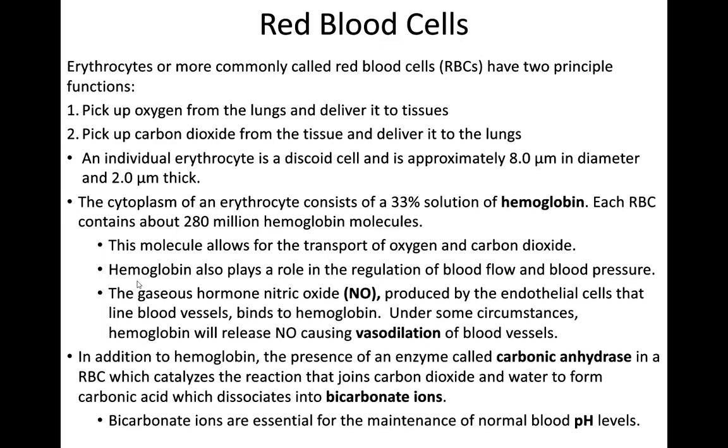So hemoglobin is obviously very involved with oxygen and carbon dioxide transport, but it's also going to play a role in regulating blood flow and blood pressure. It does so by releasing a hormone called nitric oxide, a gaseous hormone that, keep in mind, is not produced by hemoglobin. It's actually produced by the endothelial cells on the inside of our blood vessels. Okay, but that hormone produced by those cells binds to hemoglobin. And so under certain circumstances, it can release that nitric oxide, which is going to be a very potent vasodilator of our blood vessels. So it's going to help increase blood flow through that tissue.